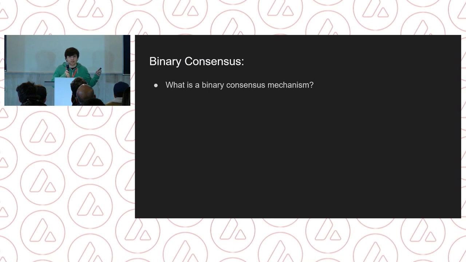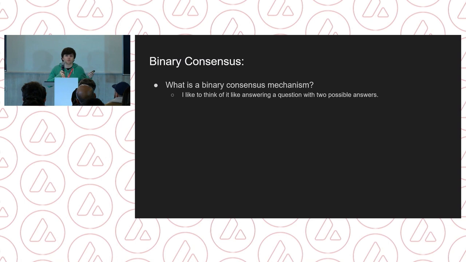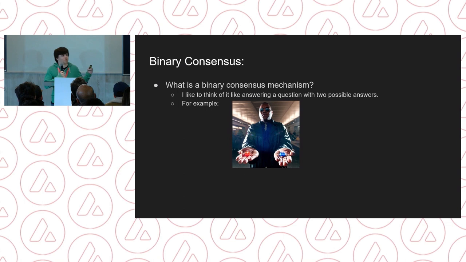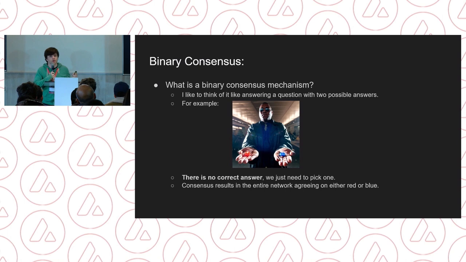Binary consensus. Let's just start with what actually is binary consensus. It's basically answering a question with two options. For example, the legendary red color, blue color, red pill, blue pill. Similarly to the movie, in consensus, there's no correct answer. You really just need to pick one of the values. In consensus, you typically don't care. You just want to make progress. And the definition of making progress is actually deciding on a single value, in this case, either red or blue.